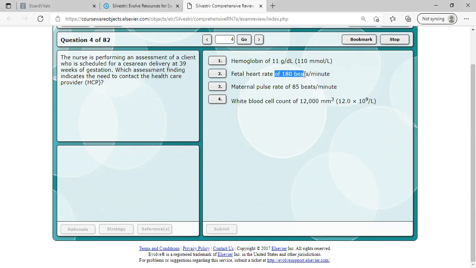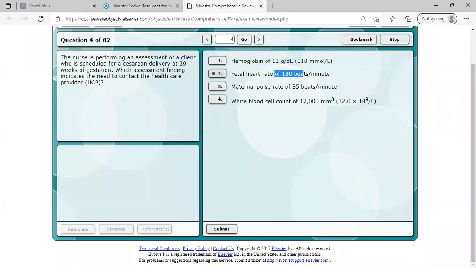Fetal heart rate 180 beats per minute. Definitely it is not normal, because we know fetal heart rate should be 110 to 160. 160 beats per minute is normal. So it is abnormal. We have to notify the healthcare provider, right? Because this mother needs an immediate cesarean section.